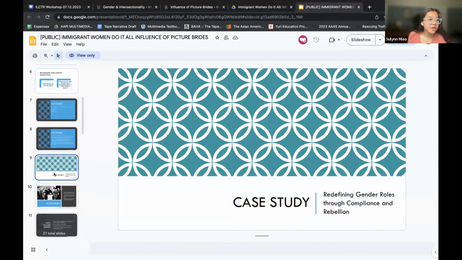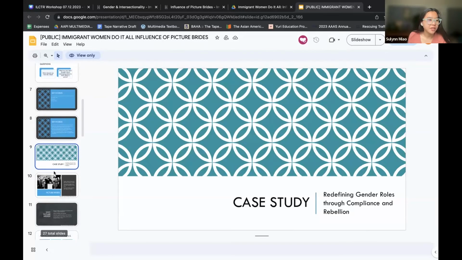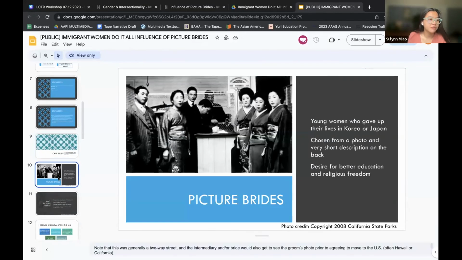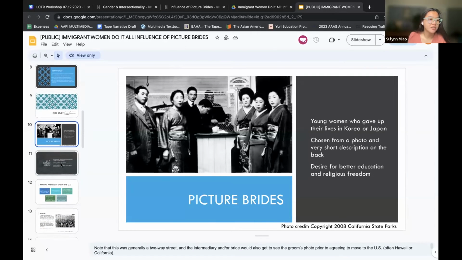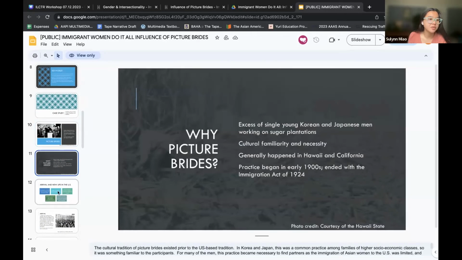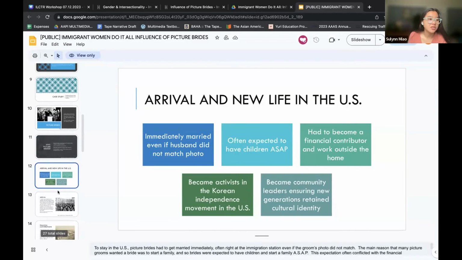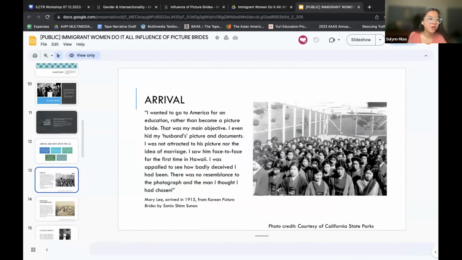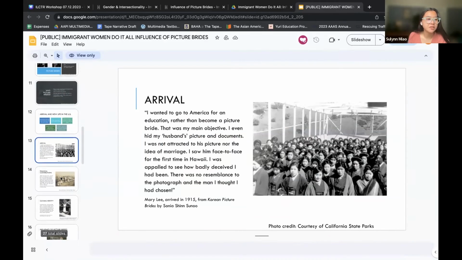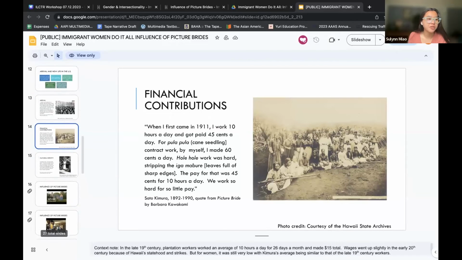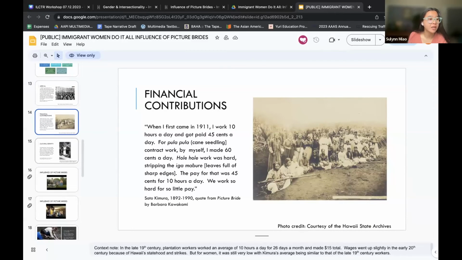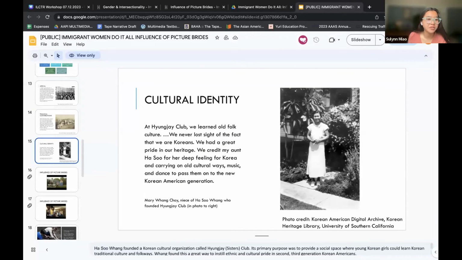So students will then examine, as a historical case study, the cultural tradition of Japanese and Korean picture brides, learning about the origins of this practice and the experiences that many picture brides faced upon their arrival to the US. Students will read through some direct quotes from some of these picture brides in order to understand the different gender expectations for Japanese and Korean women and men and their motivations for forming families in this way.